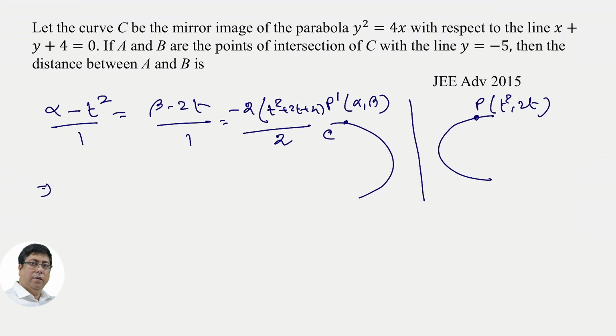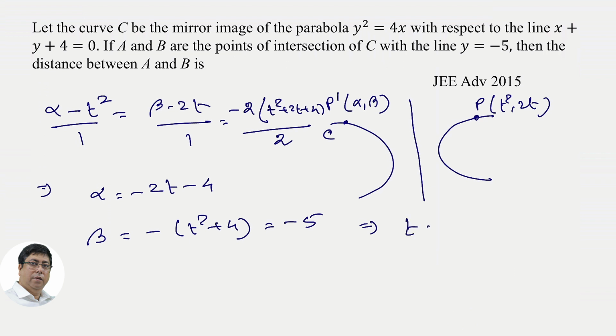Therefore, from this, if we equate first and third, t square is getting cancelled, alpha equal to minus 2t minus 4. If we equate second and third, the t part will be cancelled, and we are getting beta equal to minus t square plus 4. According to the question, this is coming to be minus 5. Therefore, t equal to plus minus 1.